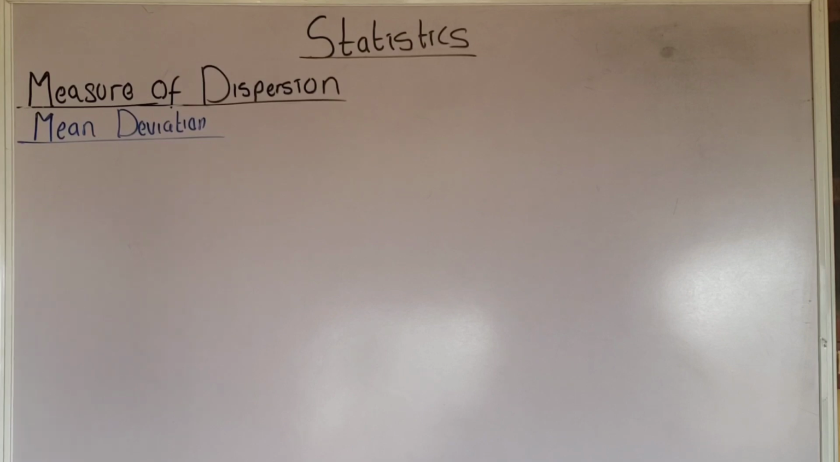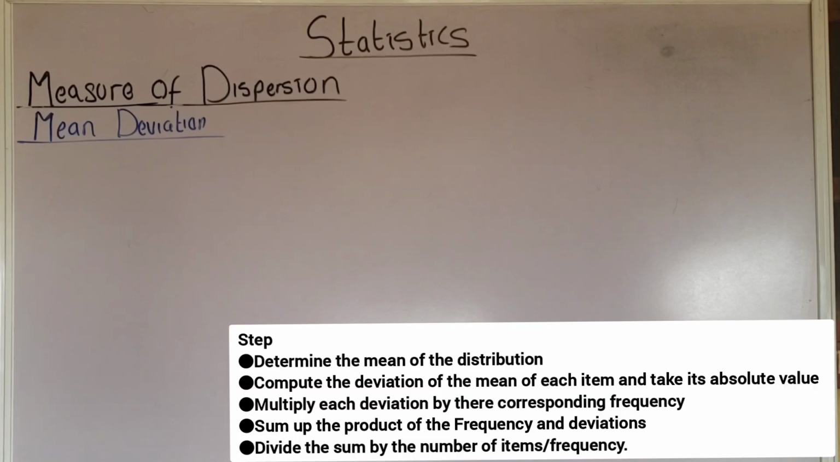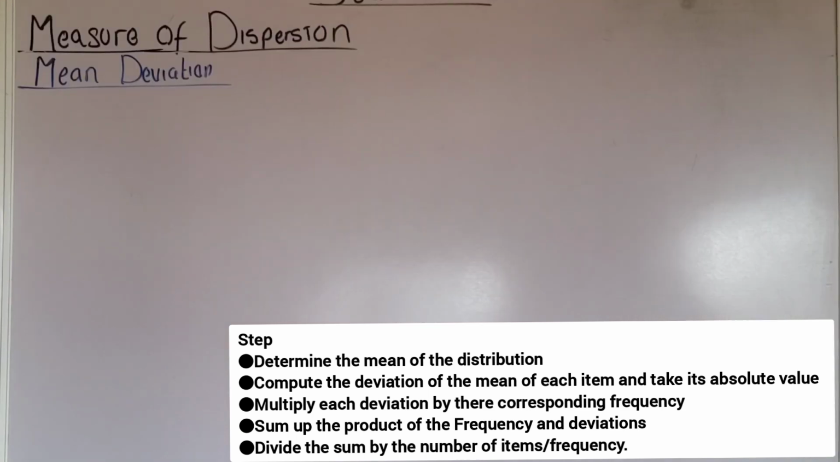Okay, now let's quickly talk about the steps in calculating mean deviation. What are the steps that you have to take note of? If you are asked to calculate the mean deviation of an ungrouped data, the first step is that you have to determine the mean of the distribution. Are you paying attention? That's the first step. The second step is that you have to compute the deviation of the mean of each item. The third step, multiply each deviation with its corresponding frequency, and then add the deviations together, then divide the sum of the deviations by the total number of frequencies that you have. You understand? The total number of samples that you have.